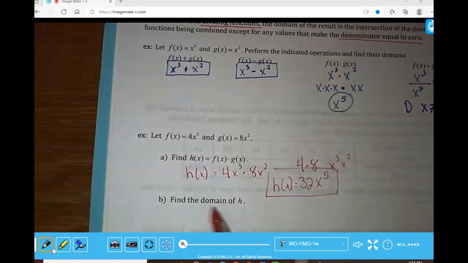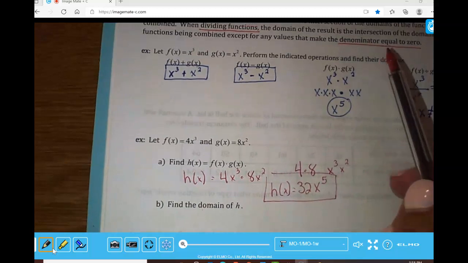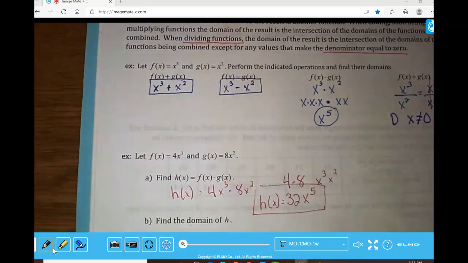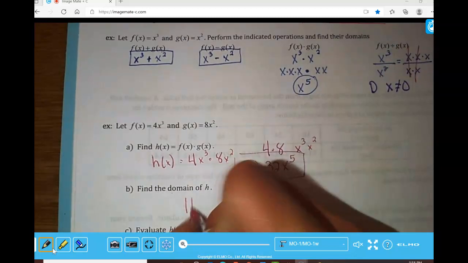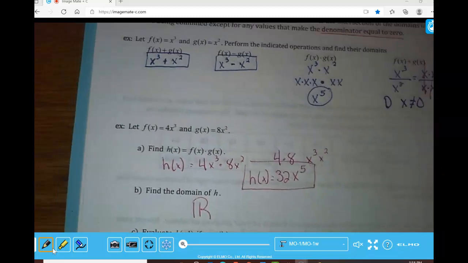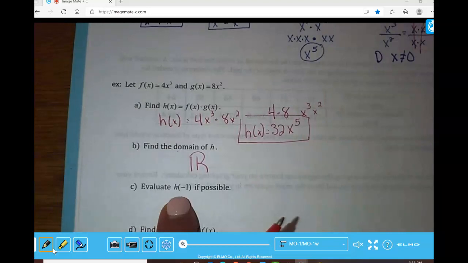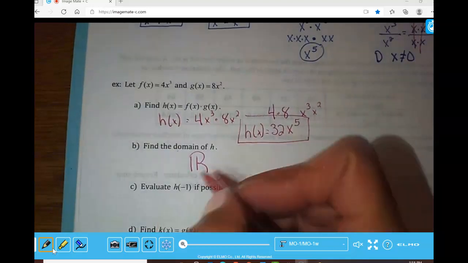All right, find the domain of h. Again, we are only going to worry about a domain when we are dividing our functions, which we are not doing, so I have no domain issues. My domain, we would just say all real numbers. And now what we're going to do is we're going to use this new function and put -1 in there.